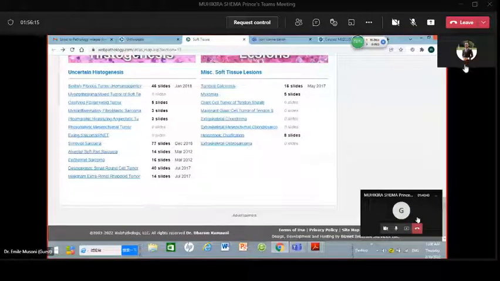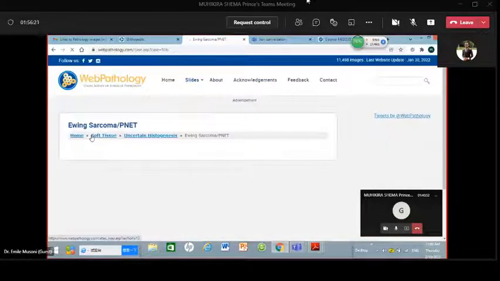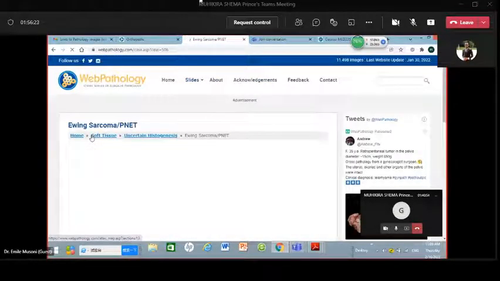Ewing's sarcoma. Are you satisfied? Neurofibromatosis, there is no fluid. Whereas those, they have some vesicles, nodules containing fluid inside.